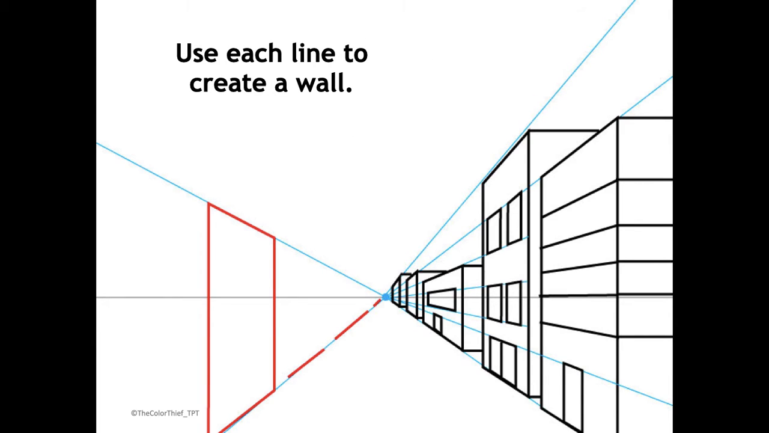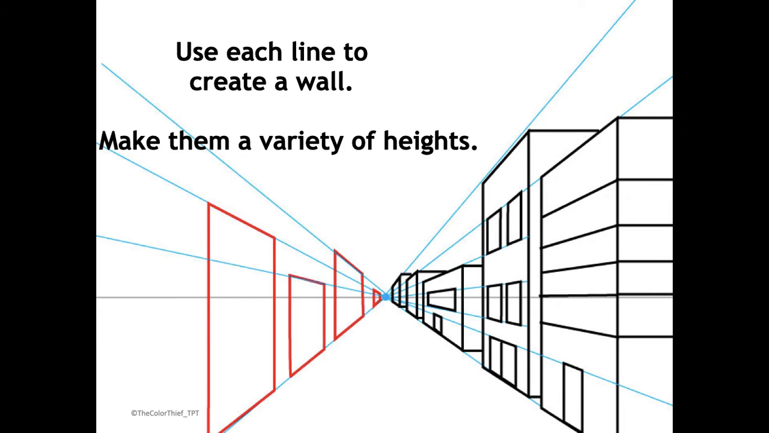Next, you're going to use each line to create a wall. The sides of your wall will be straight vertical lines. The top of your wall will go to your vanishing point. Make them a variety of heights.